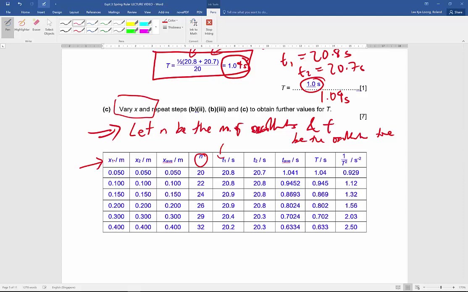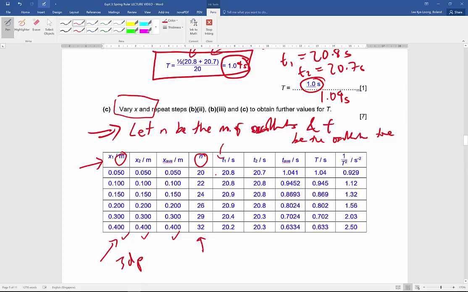Independent variable x1, x2, x average. Now, we chose meter instead of cm, so that's fine. If it's in terms of meter, remember all these readings are measured using the meter ruler, which has a precision of 1 mm or 0.001 meter. So therefore, if it's meter, all this reading must be 3 dp. So correct, and average is also correct, because when you take the average, you have to follow the same dp as the reading.